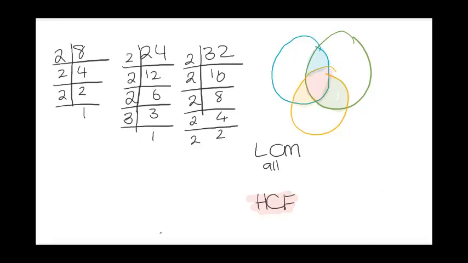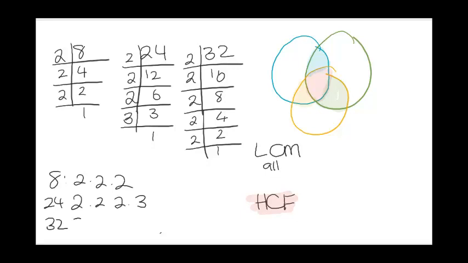2 divided by 2 is 1. So I have managed to factorize using my tree. Now I'm going to write the factors out. So for 8, I've got 2 times 2 times 2. For 24, I've got 2 times 2 times 2 times 3. And for 32, I've got 2 times 2 times 2 times 2 times 2.